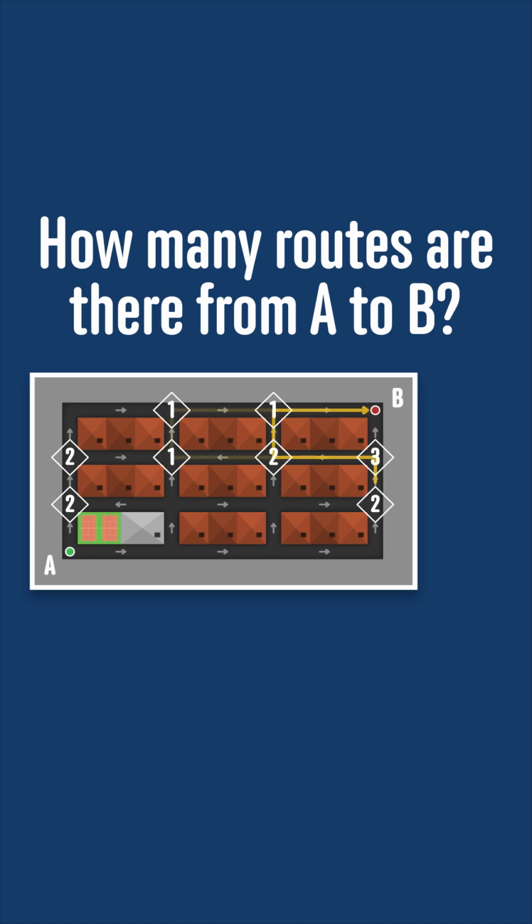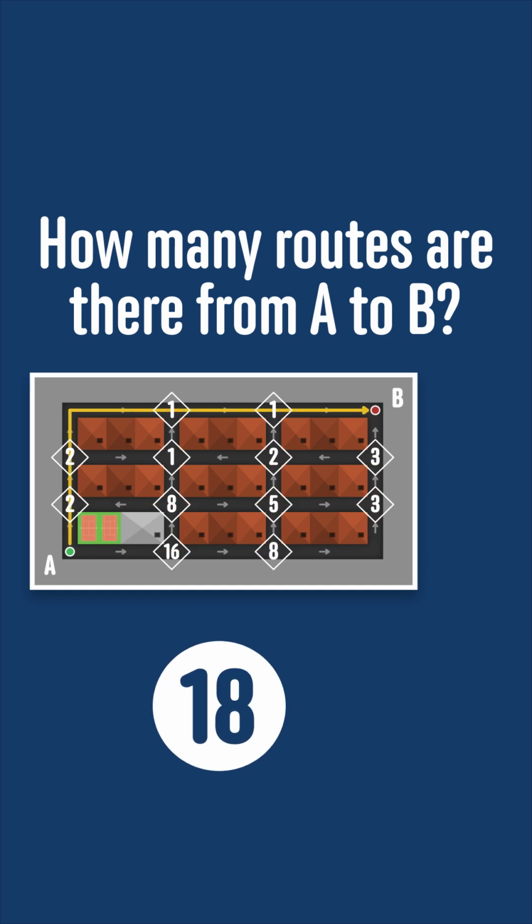So from this junction there are 3 routes, from this one there are 2 plus 3 or 5 routes, from here there are 3 plus 5 or 8 routes, from here there are 2 plus 1 plus 5 or 8 routes, from this junction there are 8 plus 8 or 16 routes, and so finally from the tennis courts there are 2 plus 16 or 18 possible routes.